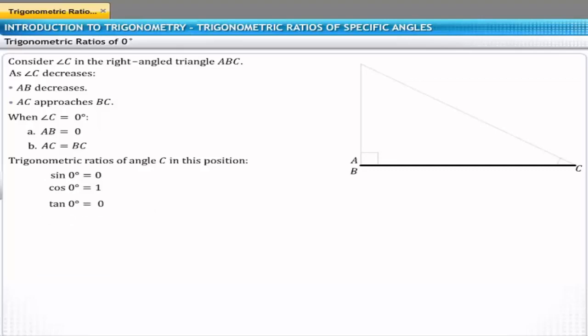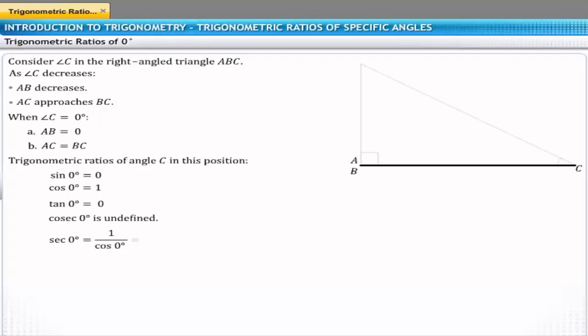Let us look at other trigonometric ratios of 0 degrees. Cosec 0 is equal to reciprocal of sin 0, which is 0. Since any quantity divided by 0 is undefined, cosec 0 is undefined.